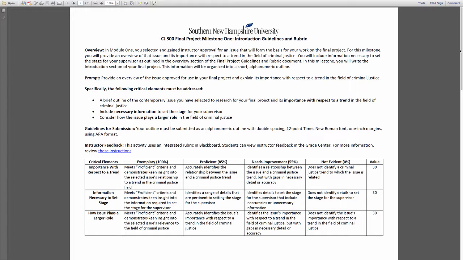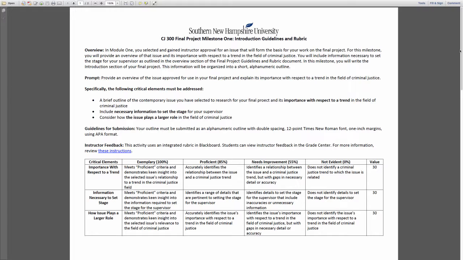Okay, provide an overview of the issue. We got that. You need to have a brief outline of the contemporary issue you have selected to research for your final project with its importance with respect to a trend in the field. Necessary information to set the stage for your supervisor, and then consider how the issue plays a larger role in the field of criminal justice. Of course, your paper has to be submitted in 12-point Times New Roman or something equal, 1-inch margins, and don't forget to use APA format.